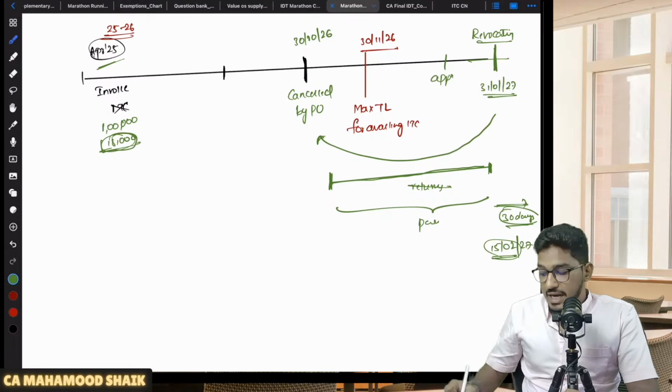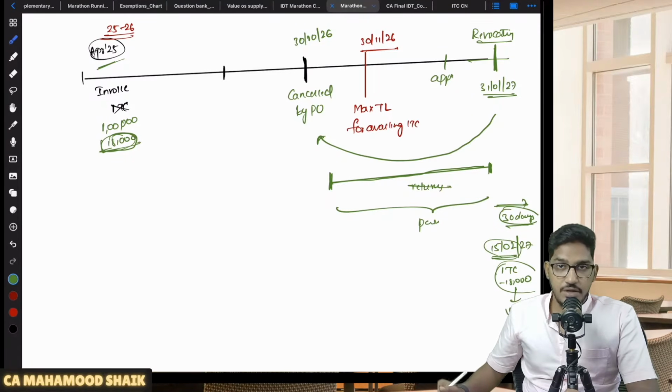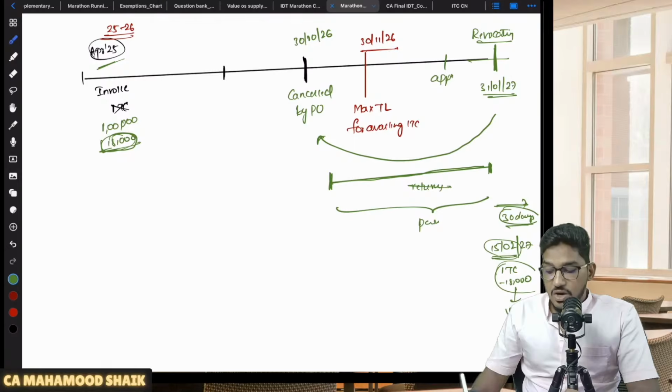He wants to claim this ITC in those pending returns, starting from 31st of October. In that return, he wants to claim that ITC of 18,000 rupees. Can he claim it? Yes. The department has given the permission. What they try to say here is, on the effective date of your cancellation, if the time limit for claiming ITC has not yet expired. When your cancellation came into effect on 30th of October, was the time still available for claiming ITC? Yes, because you can claim it till 30th of November.